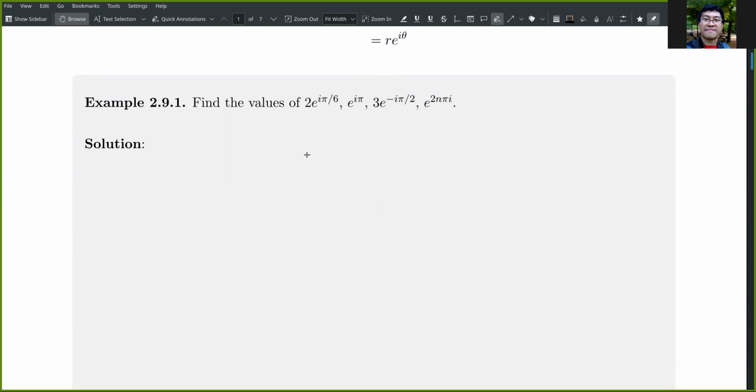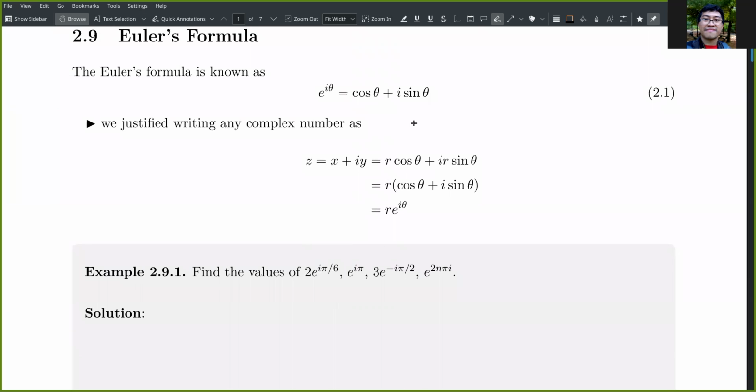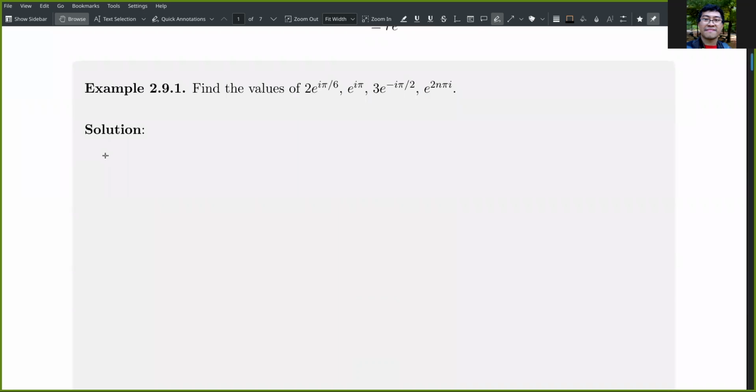So for example, we find the values of 2e to the i pi over 6. We can use this expression directly. For the first, there are four of them. e to the i pi and e to the 2 pi i are quite easy, so we'll skip them. We'll try this part, let's call it part A, 2e to the i pi over 6. We also do part C.